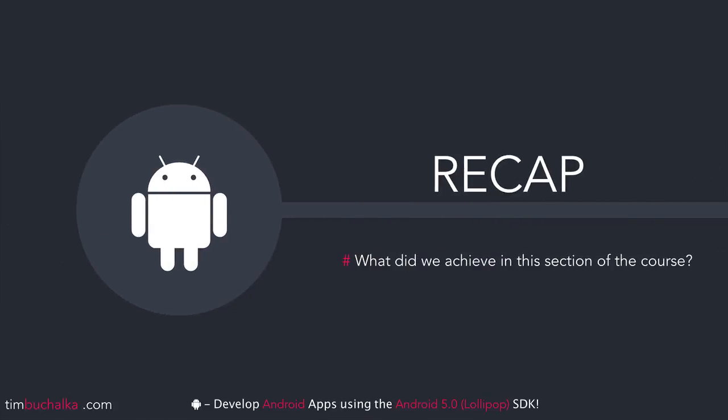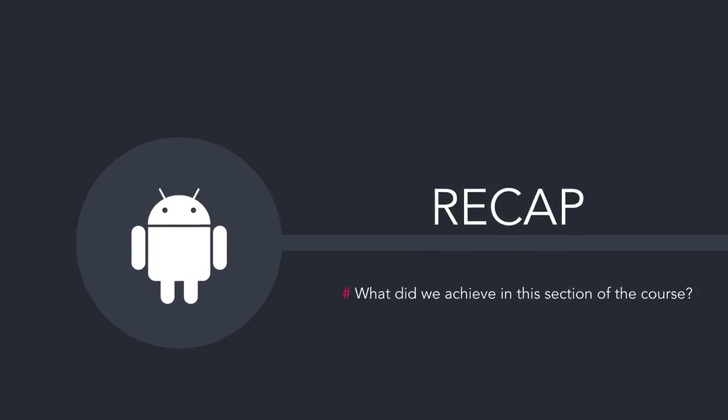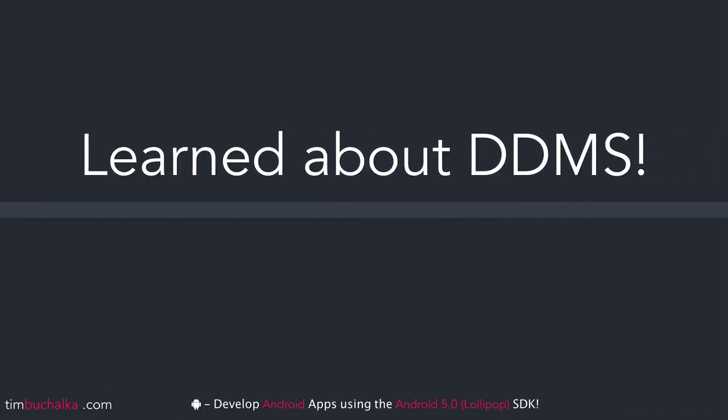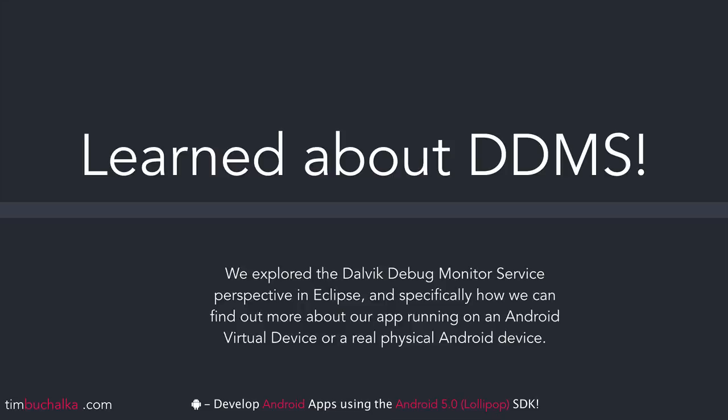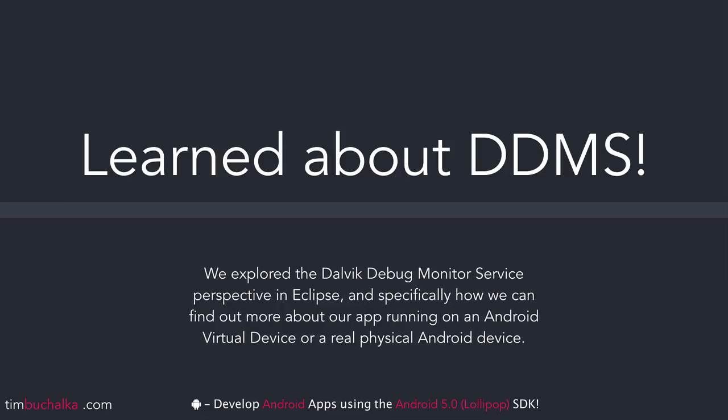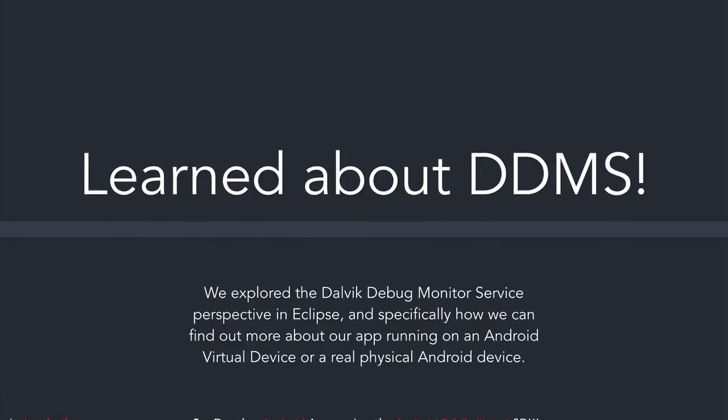Okay, so let's have a recap on what we went through over the course of this section. Firstly, we started off learning more about DDMS, which is the Dalvik Debug Monitor Service. So you understand now, hopefully, a little bit more about what it's used for and how you can find out more information about the status of your app, whether that's running on an Android virtual device or a real physical Android device.